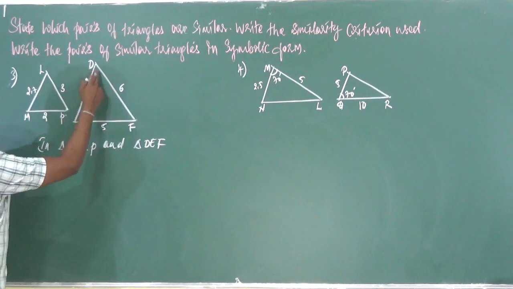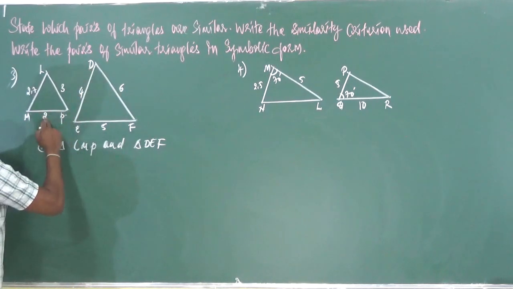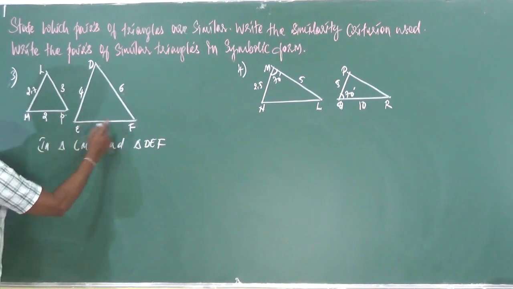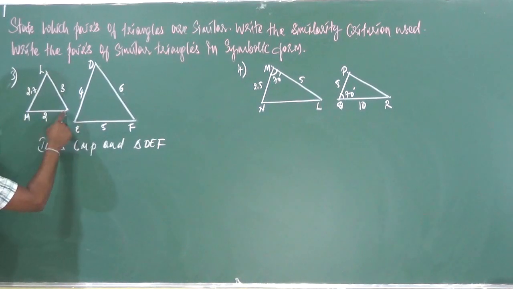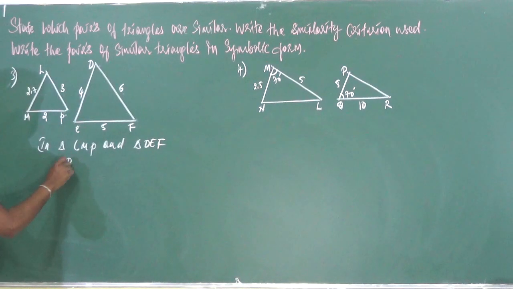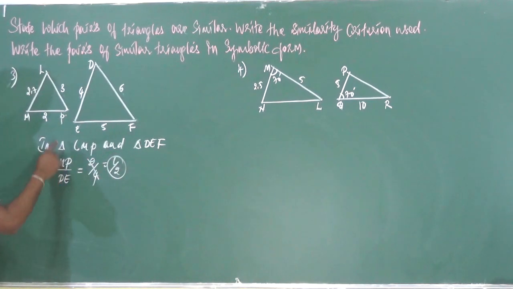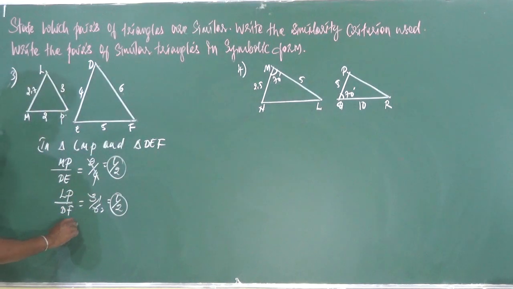MP by DE, these are the corresponding sides. MP by DE, 2 by 4 is 1 by 2, LP by DF is 3 by 6, that is 1 by 2, and LM by EF we have to take. There is no other way for this. So MP by DE is equal to 2/4, it is 1/2 here, and again LP by DF is equal to 3/6, that is 1/2 again. So this is LM by EF, that is the leftover. LM by EF is equal to 2.7 by 5.